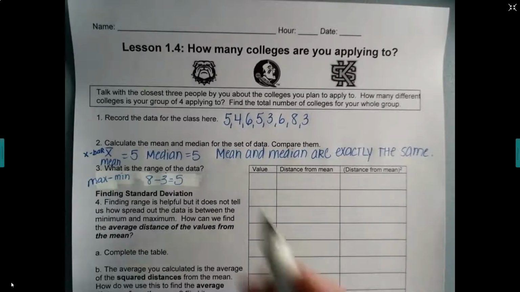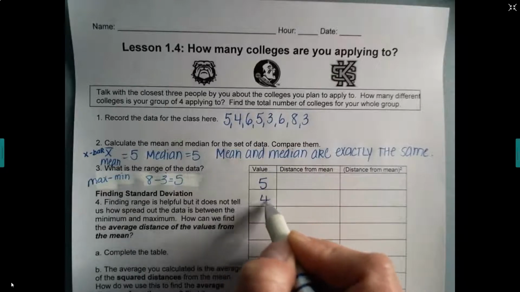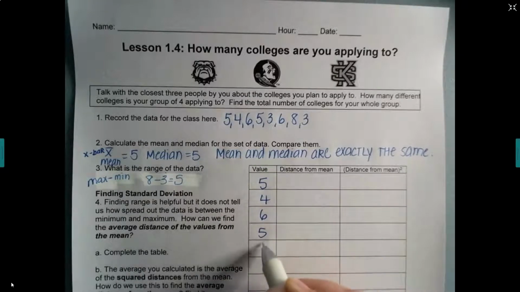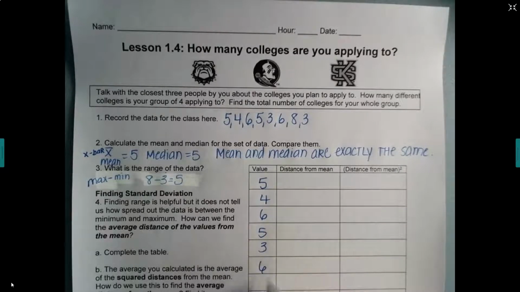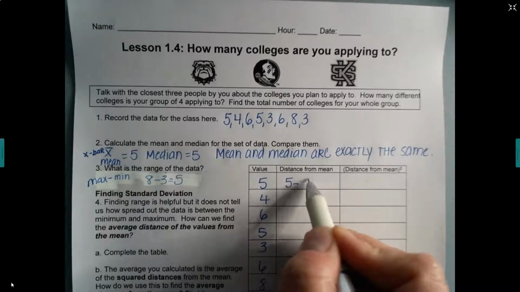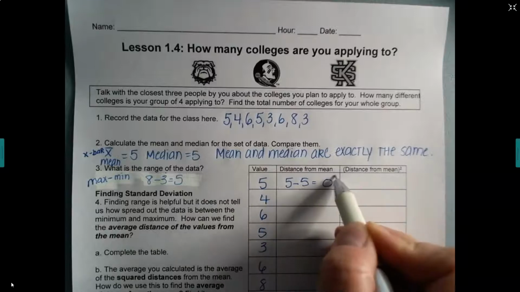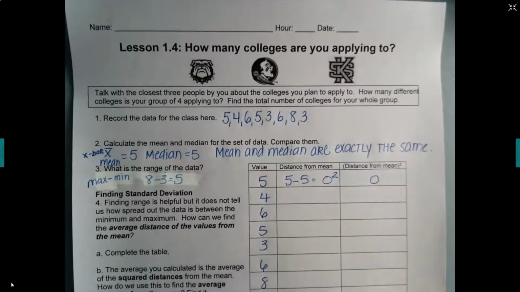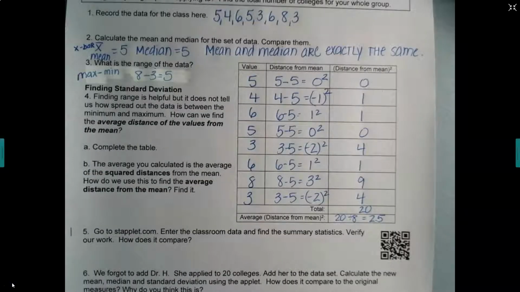So that's what we are going to do today. I want you to complete the table. We're going to take each data point, then the distance from the mean. So it's the data point minus the mean, and you're going to square that number, so 0 squared is 0, and you're going to follow the same process for all of these. All right, here's the table filled out for you. Each data value minus the mean, square their difference, and I come up with a distance from the mean squared of 2.5.